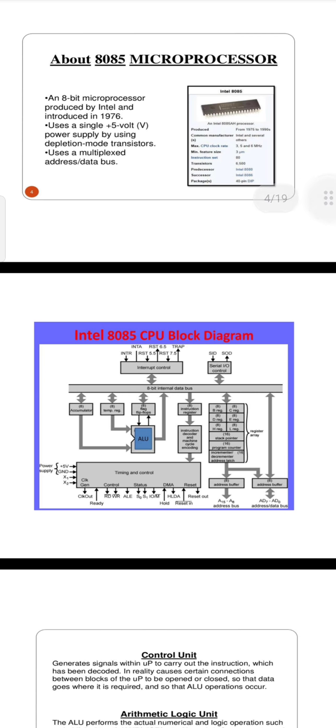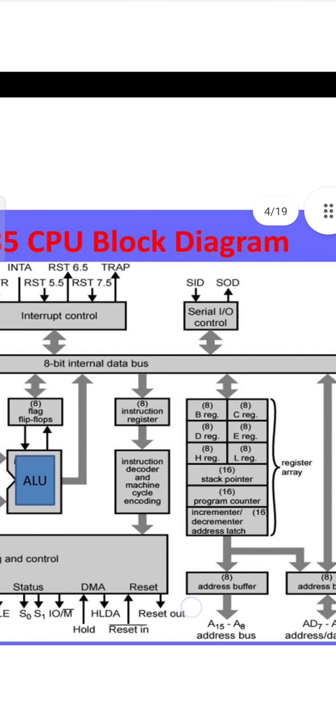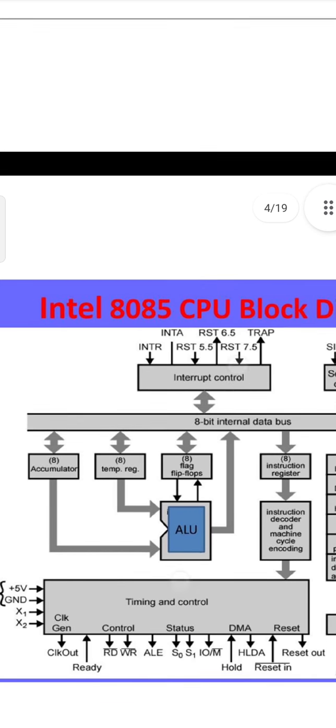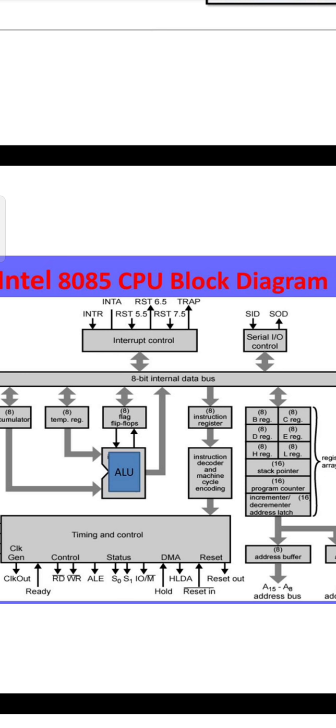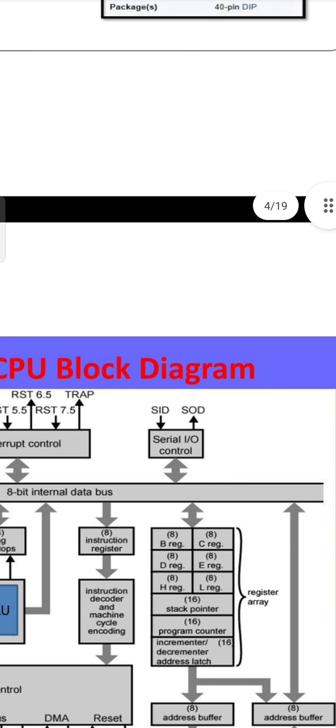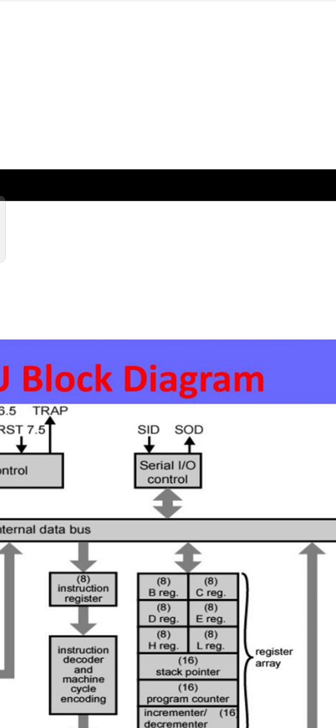So, moving to the 8085 internal architecture. As you can see, this is the internal architecture of 8085. This whole thing resides in a single chip. First of all, taking the serial input output control, it controls the serial input output devices. That is, SID is the serial input data and SOD is the serial output data. It controls the whole serial input output devices.